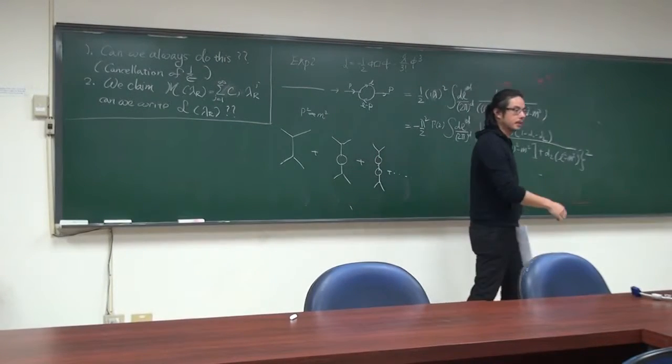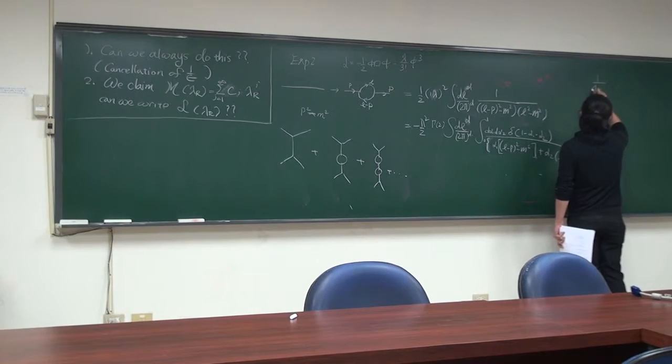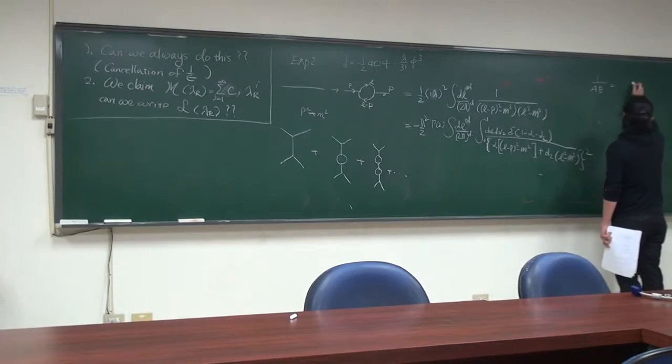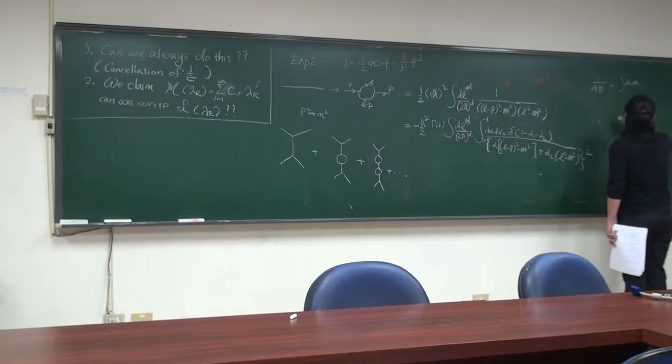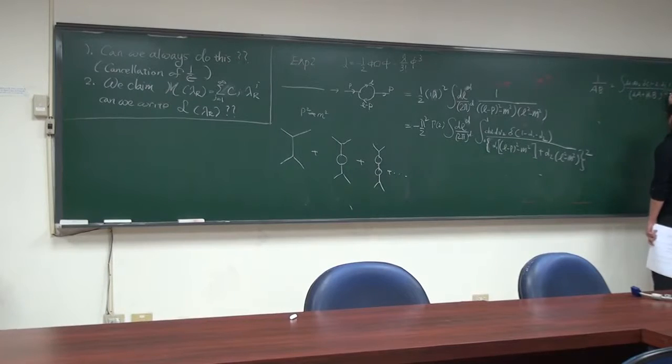Okay, let me just recall Feynman parameterization, right? When you have 1 over AB, this becomes the integral over alpha 1, alpha 2, delta of 1 minus alpha 1 minus alpha 2, over (A alpha 1 plus B alpha 2) to the second power.